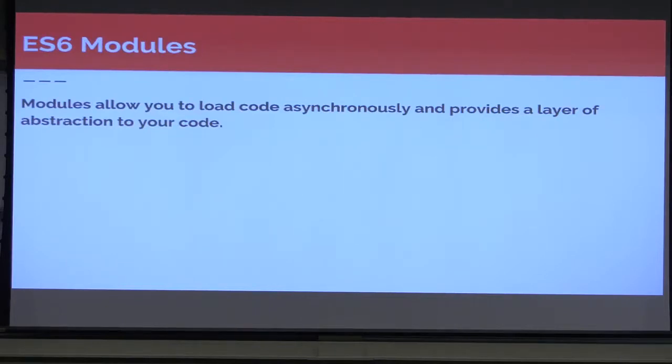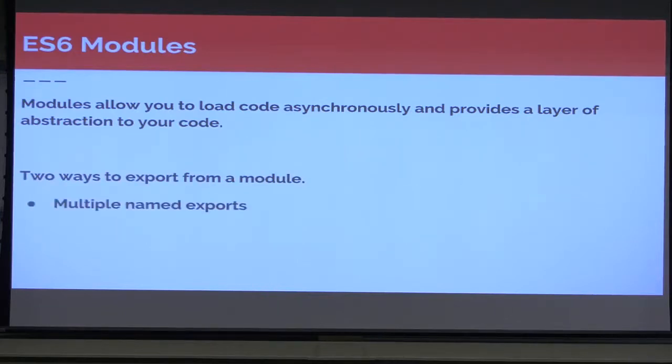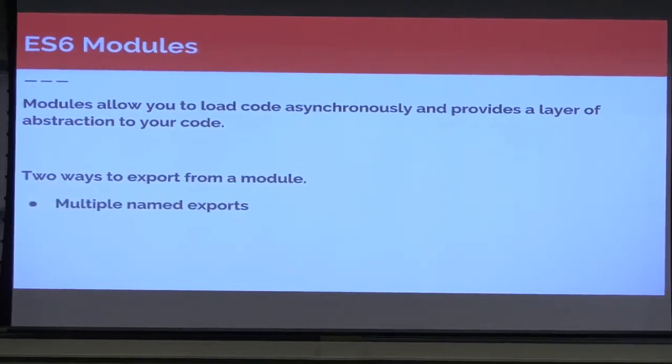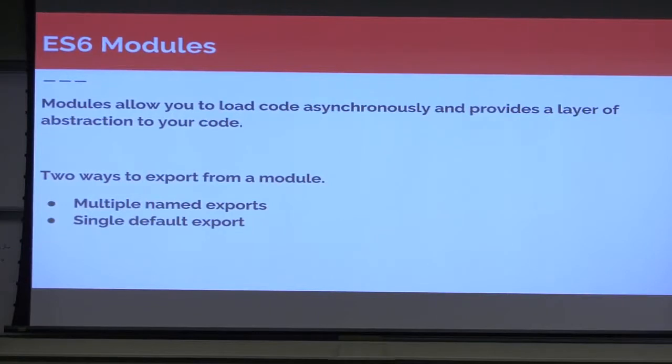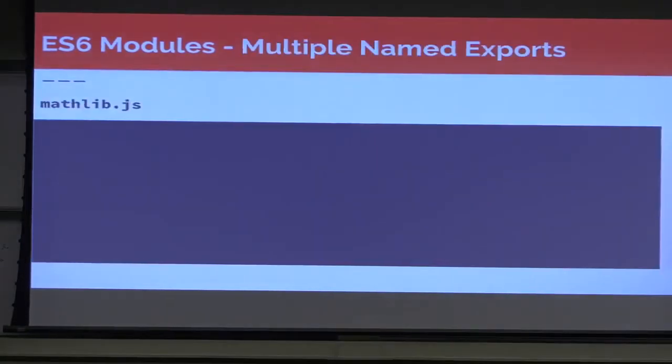So the first thing we're going to jump into is ES6 modules. So modules allow you to load your code asynchronously, and it provides a layer of abstraction to your code. There's two ways to export from a module. You can have multiple named exports, and you can have single default exports. So here's some examples of these. This is a multiple named export.